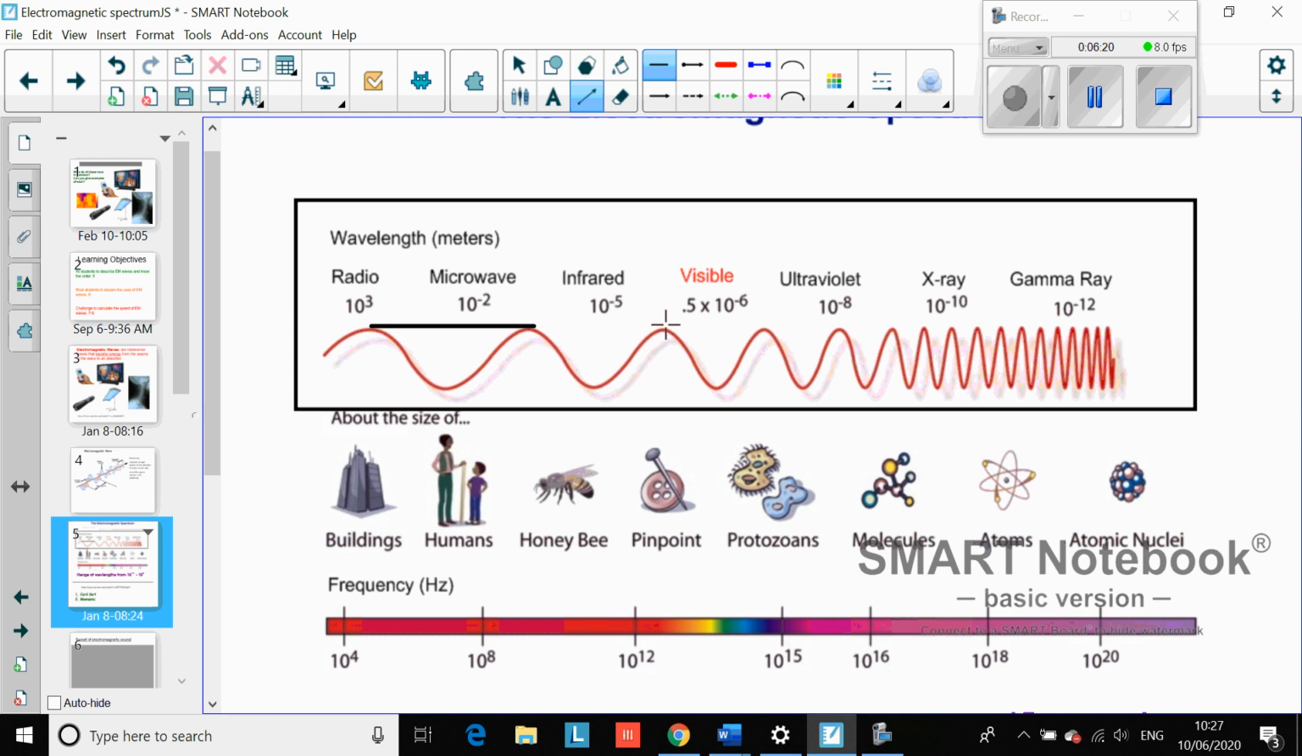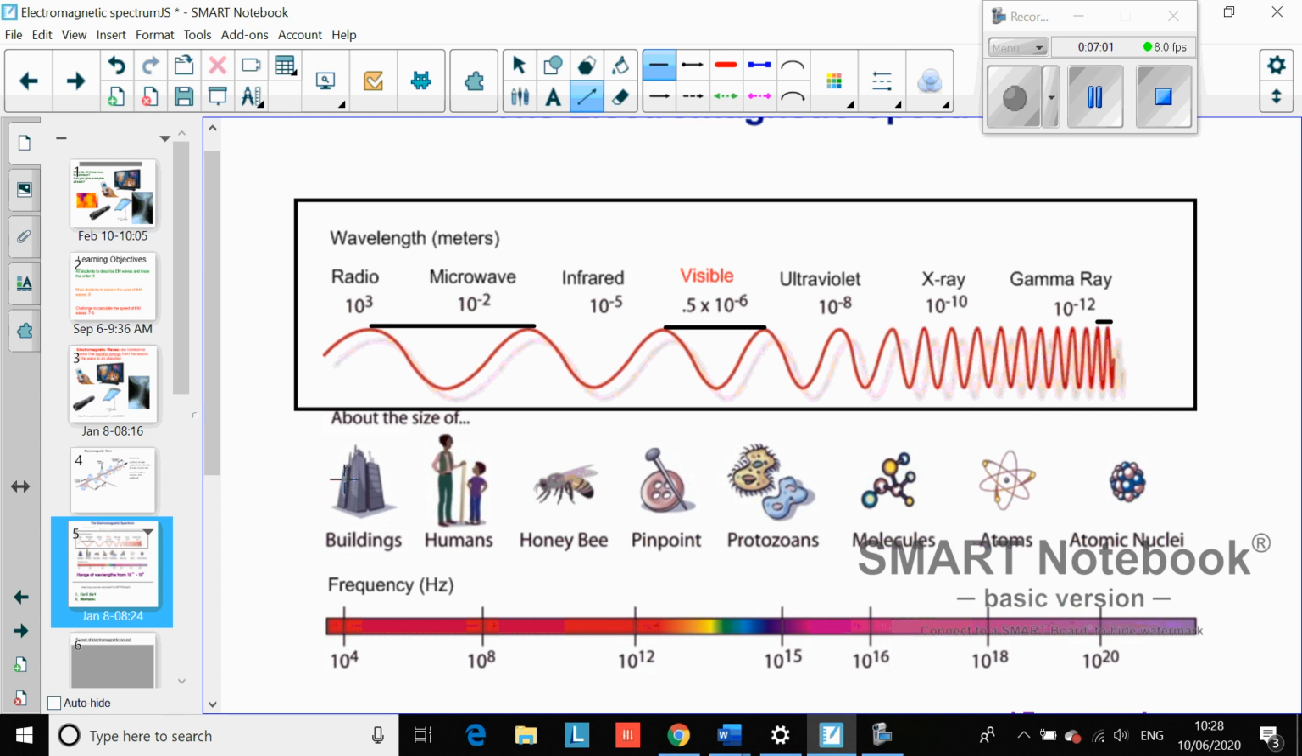With visible light, although the wavelength is drawn quite wide, the waves would actually be really tightly packed together, so you get more of them. As we move through, you get ultraviolet, X-rays, and then finally gamma rays. Here, 10 to the minus 12 meters. That means the wavelength is no wider than, not even an atom, but the nucleus of an atom. So really, really short wavelengths. This is kind of an example of the scale.